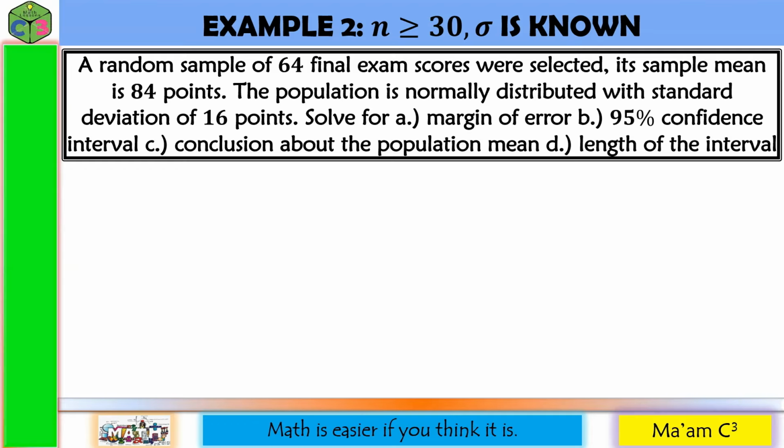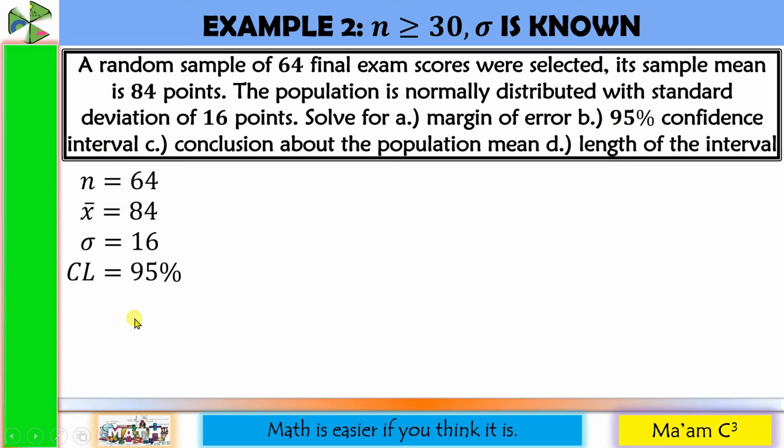So first, let us identify our givens here. We have a random sample of 64, so n is equal to 64. The sample mean is 84 points, so x bar is 84. The population is normally distributed with a standard deviation of 16. So this is the population standard deviation, sigma is equal to 16. We are asked to construct a 95% confidence interval, so our confidence level is 95%.